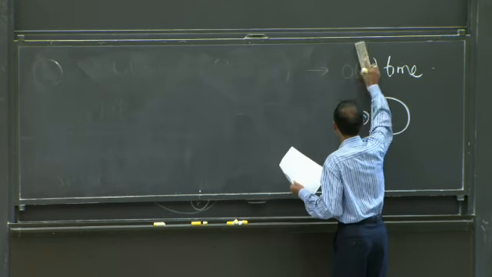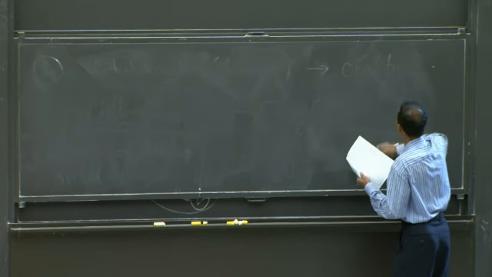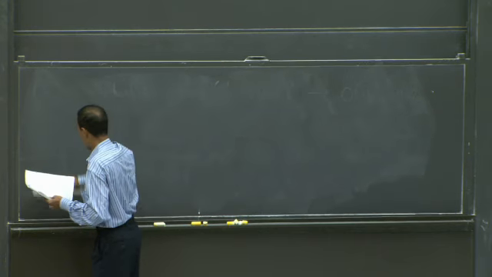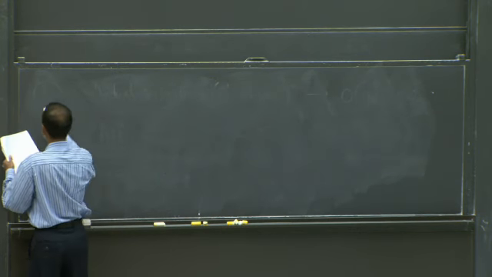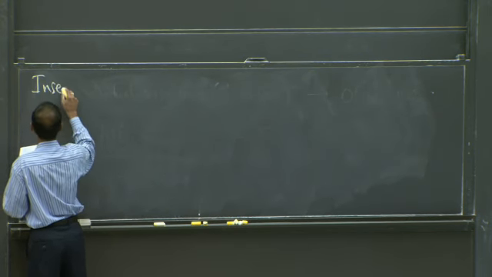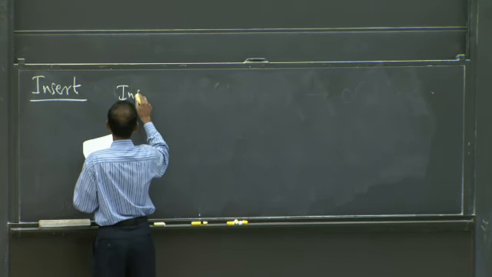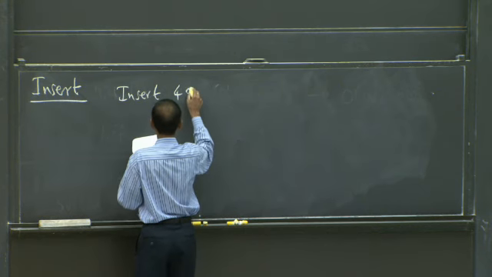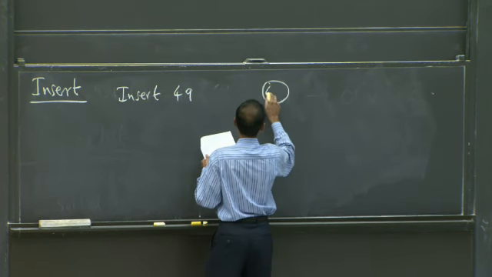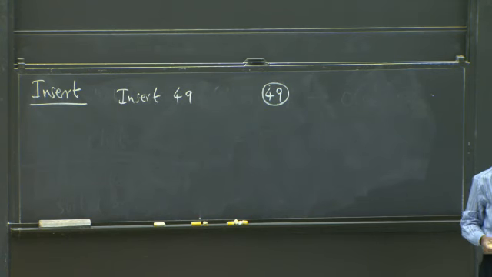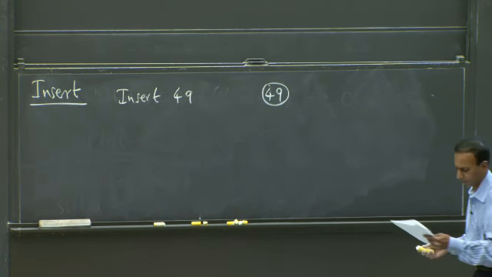So let's start with a nil set of elements, or null set of elements, R. And let's start inserting. So I insert 49, and all I do is make a node that has a key value of 49. Right? This one is easy.